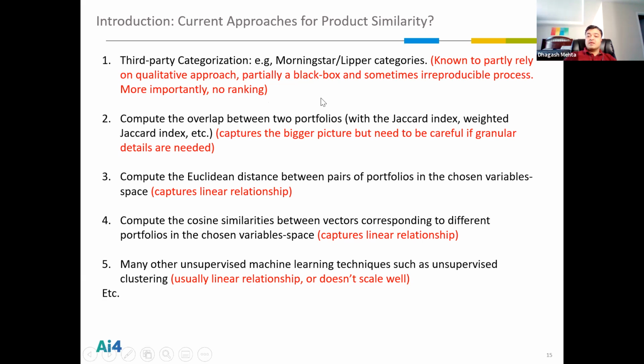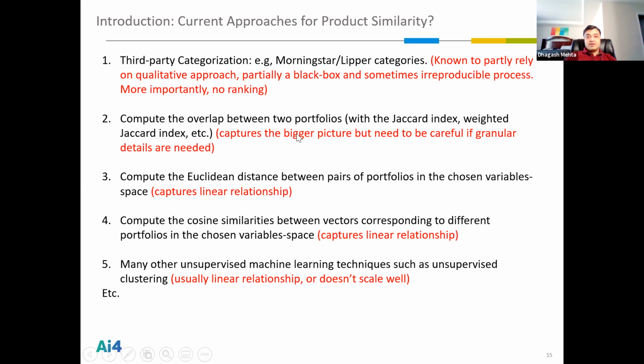What you are going to get is a list of, say, 100 funds, all of which would be similar to the one that you are investigating. But out of these 100 funds, which is more similar to the one that you are investigating than the others? Or in other words, the ranking will not be obtained from these categorizations. Okay, so that's a severe limitation.